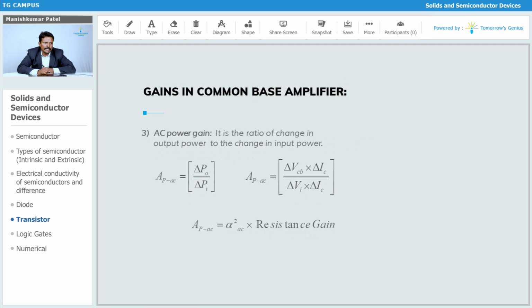This is again the power gain. You can find the power, that is P naught upon Pi also. Similarly, you can find the ratio of your power for this particular case.